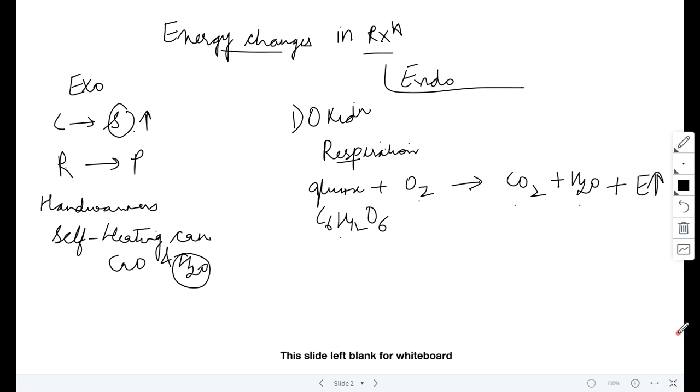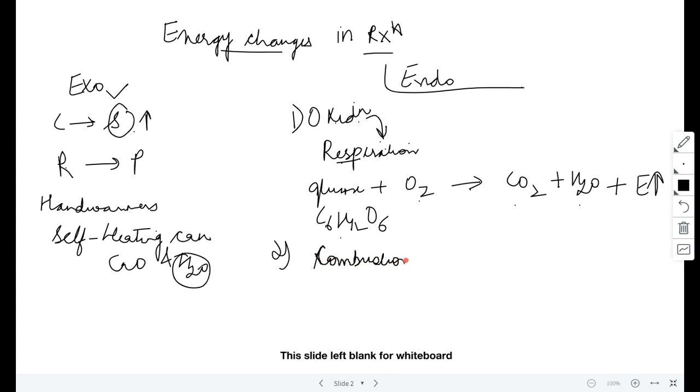So now can I say that respiration is an exothermic process? Yeah. So that means respiration is an example of the oxidation reaction. So now can I say that oxidation is also an exothermic reaction? Yes. So let's talk about the second reaction, the combustion.